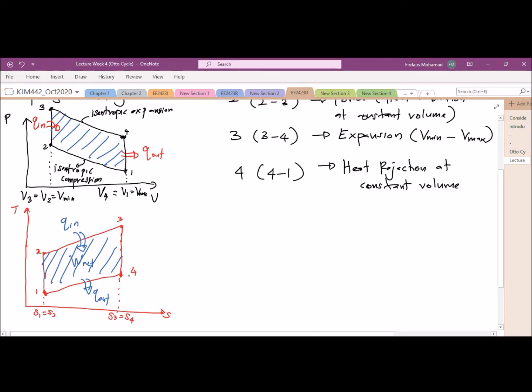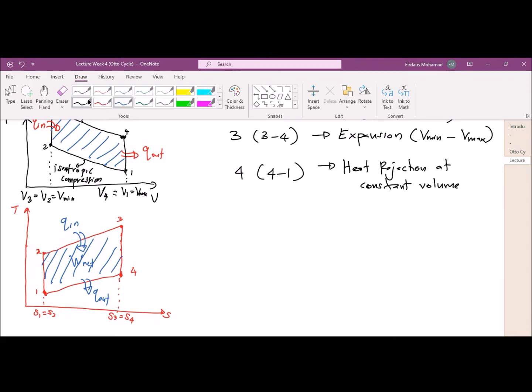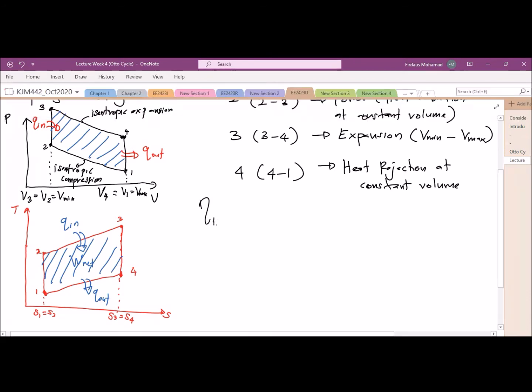Okay, so for this chapter, of course, first you need to identify the thermal efficiency. So the thermal efficiency for the Otto cycle is W net. Small w refers to kilojoule per kilogram, while capital W is referred to as kilojoule. Okay, work net over Q in. Small q is also referred to as kilojoule per kilogram.